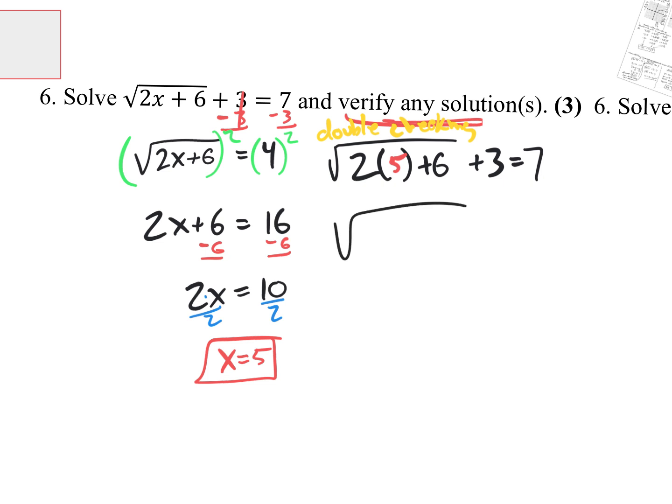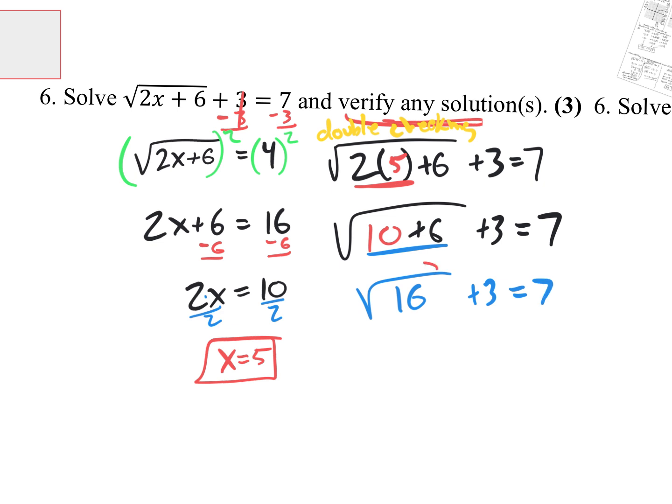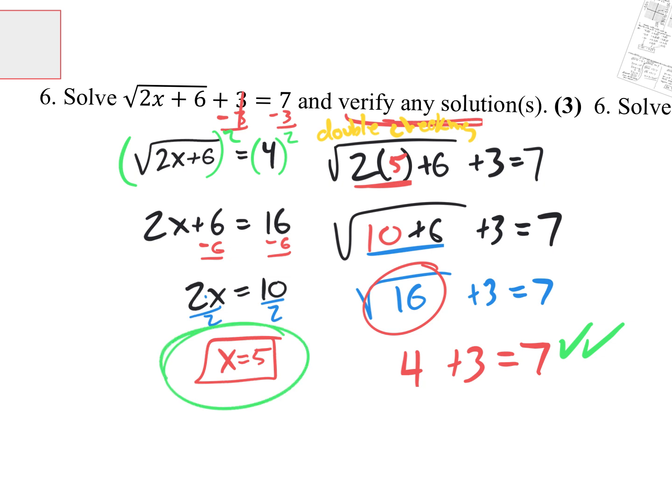So when you do this work, when you go 2 times 5, that's 10. Bring down the plus 6. You still have the plus 3 on the outside, and it should all equal 7. So inside the square root, you have 10 plus 6, that's 16. You still have the plus 3, and it should equal 7. And we know that the square root of 16 is actually 4. And 4 plus 3, does that equal 7? Heck yes. That's what you call double checking. You're absolutely positive that this is the correct answer. 3 points: 2 for showing your work and getting that correct answer, and 1 more point for verifying your solution.